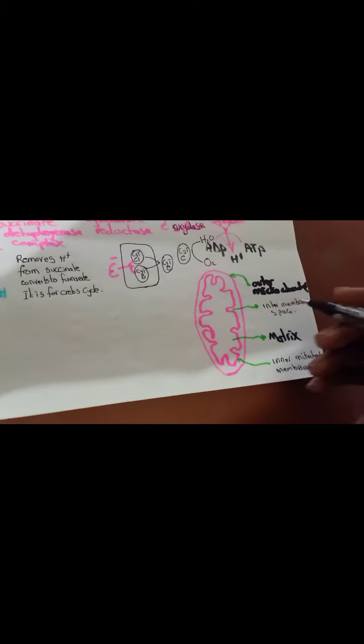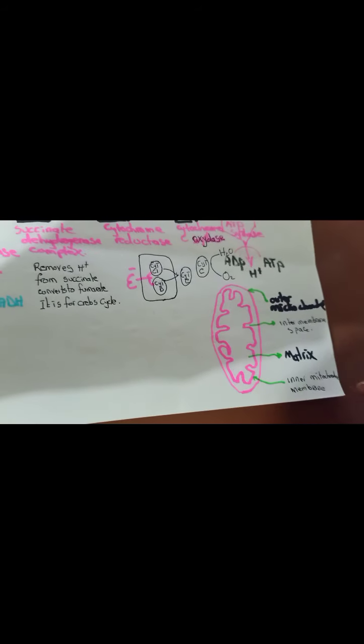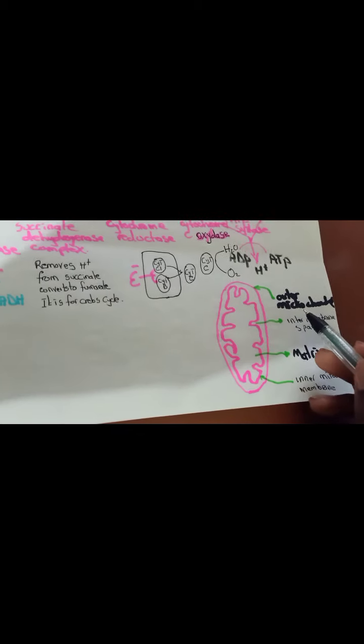Now we are going to start talking about the electron transport chain. So first of all, we must get to know the mitochondria. This is the outer mitochondrial membrane, and this is the intermembrane space. This is the matrix, and this is the inner mitochondrial membrane. The electron transport chain occurs in mitochondria, and we have four complexes involved, which are complex 1, 2, 3, and 4. I'm just going to give a simple summary of how it's going to be.